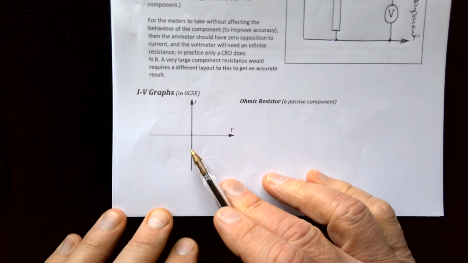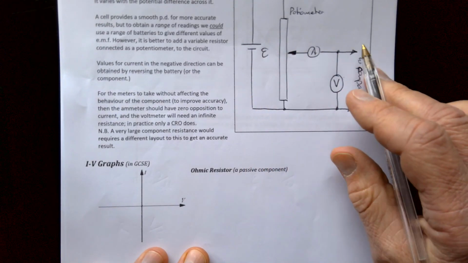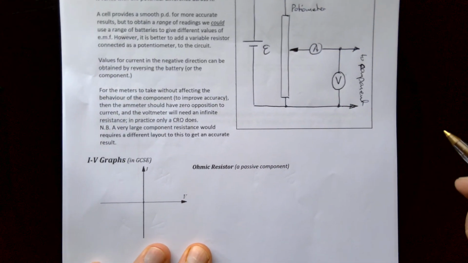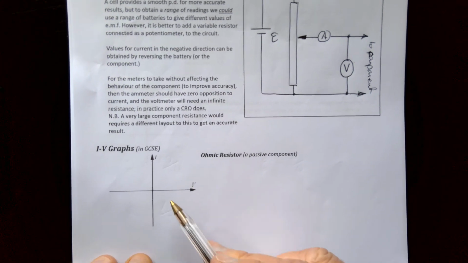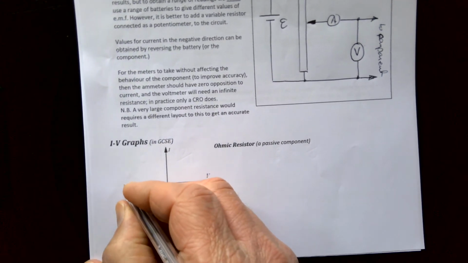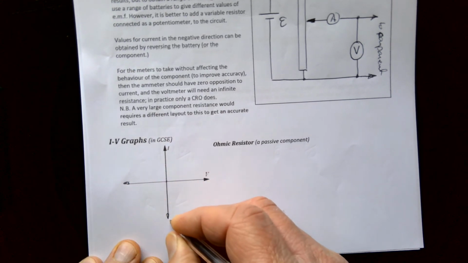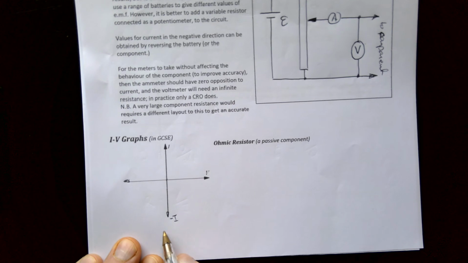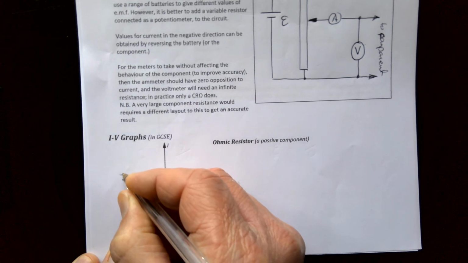So things that are not passive, things that you don't just let the current flow through and see what happens, but things that can change and control electricity, they can be designed to work in different directions. So we will always measure what happens to the current when we reverse the direction. So we'll put a minus current and a minus PD.